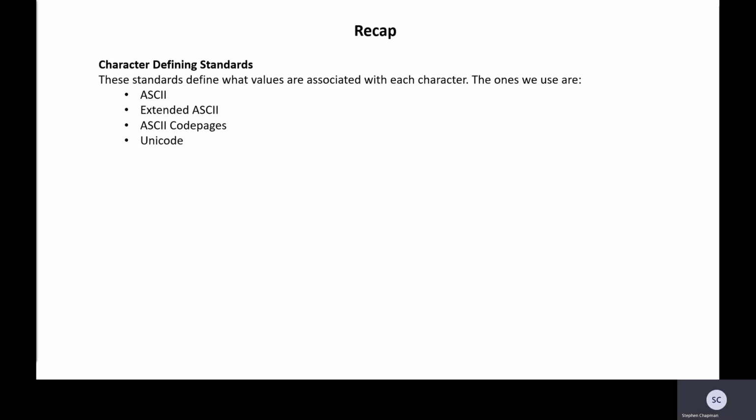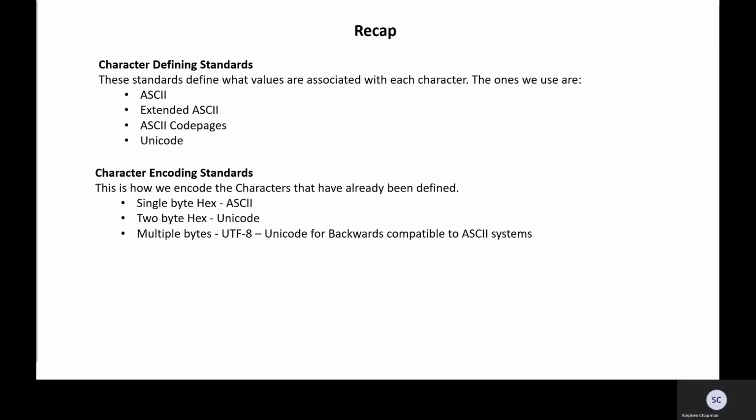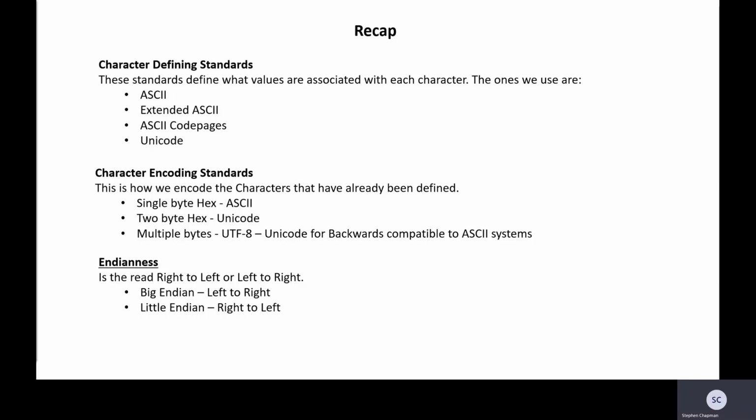We've looked at the definition of some standards, and those we've looked at were ASCII, extended ASCII, ASCII code pages, and Unicode. And we know that Unicode defines all of the world's written languages with a unique 2-byte number for every single one. When we look at how we're going to encode those into some maths, we can have single byte, 2-byte, or multiple bytes. Single byte being used mostly for ASCII, 2 bytes for Unicode, and the multiple bytes for UTF-8, which is just a transformation of the Unicode values. We know to watch out for endianness, so we need to know what processor we're talking to, which way around it wants the bytes to arrive, big endian or little endian.